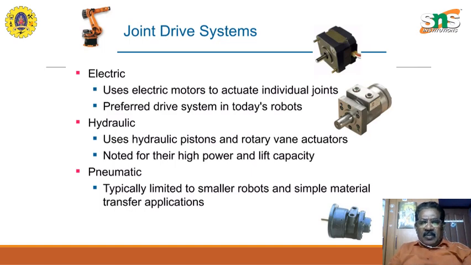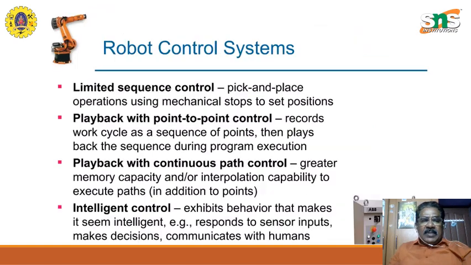Hydraulic pistons and rotary vane actuators are noted for their high power and lifting capability. Robots are sometimes used for lifting very heavy equipment, and for that, instead of electric motors or drives, they use hydraulic drives. Pneumatic drives are also used, typically limited to small robots and simple transfer applications, because the load that they can carry is limited.